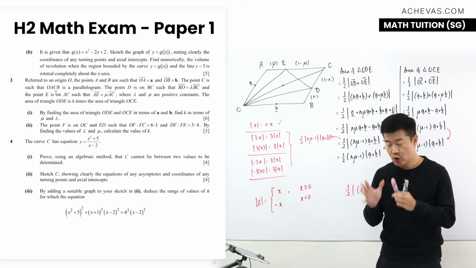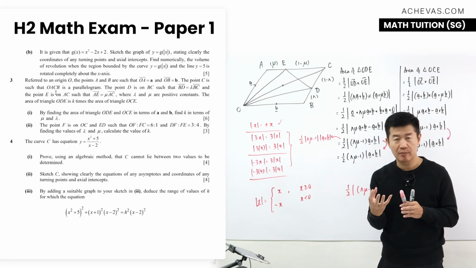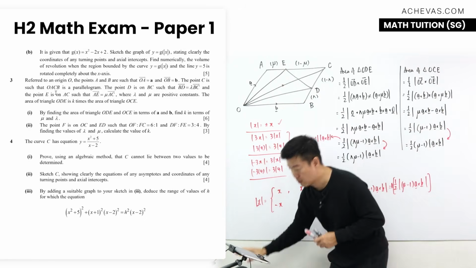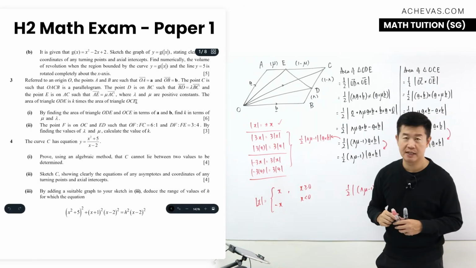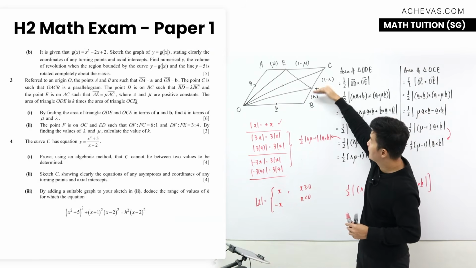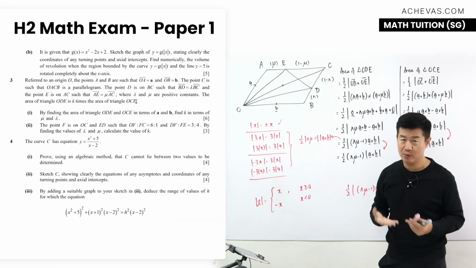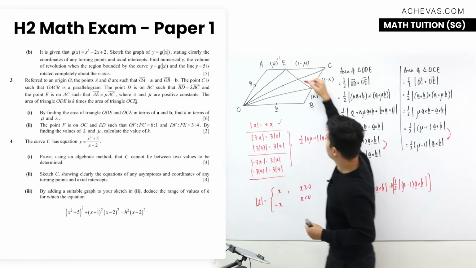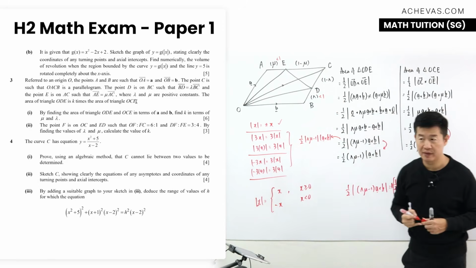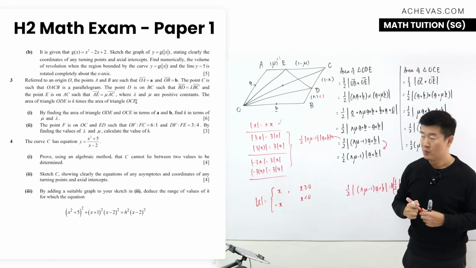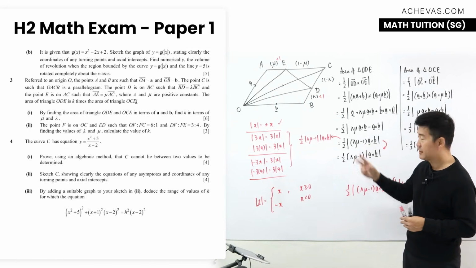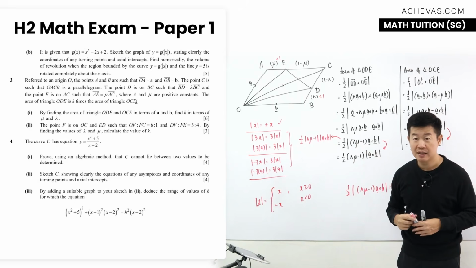But if you know what is going into the modulus function, let's analyze. What is lambda? What is mu? The question says that lambda and mu are positive constants, and D is a point lying on BC. That means this lambda, this mu, must be numbers between 0 and 1. It must be less than 1, which also implies that lambda times mu must be less than 1, which means that lambda times mu minus 1 is a negative number. You get what I'm trying to say?